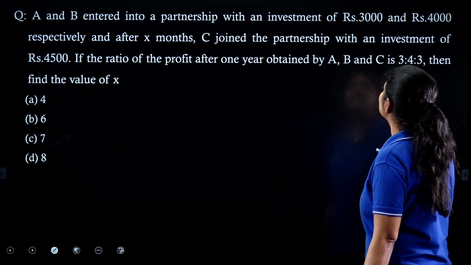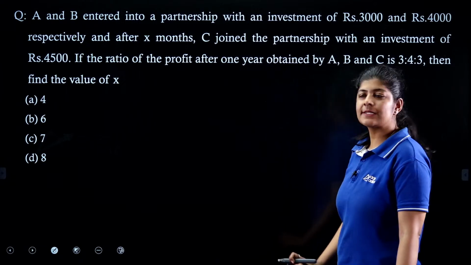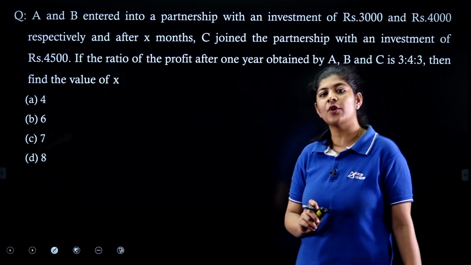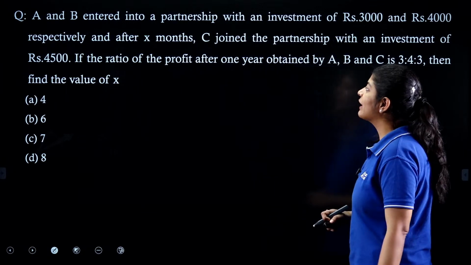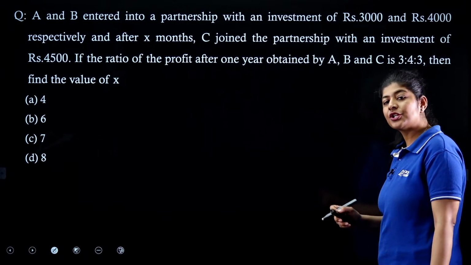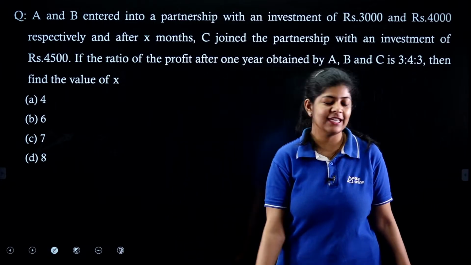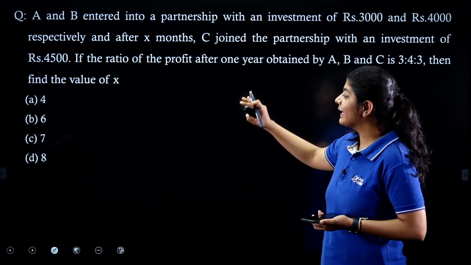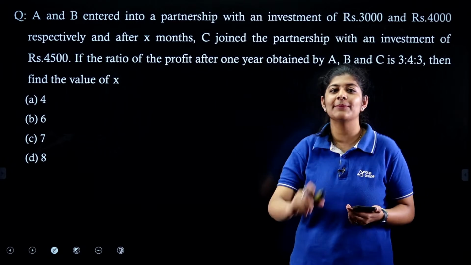The next question says that A and B entered into a partnership with an investment of rupees 3,000 and 4,000 respectively. After X months, C joined the partnership with an investment of rupees 4,500. If the ratio of the profit after 1 year obtained by A, B and C is 3:4:3, then find the value of X. This is a very easy question. Trust me, if you write all the numbers in a proper format, you will easily get the answer.